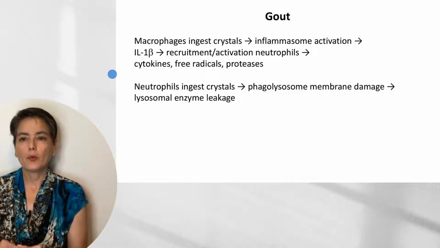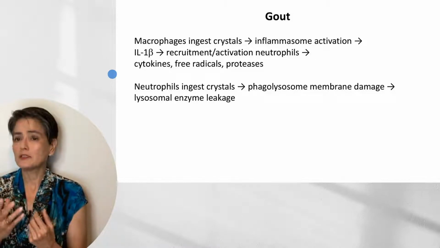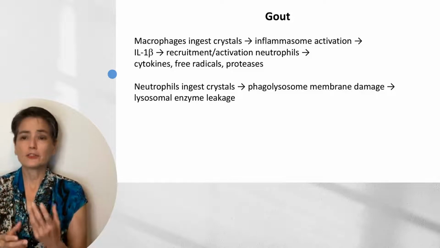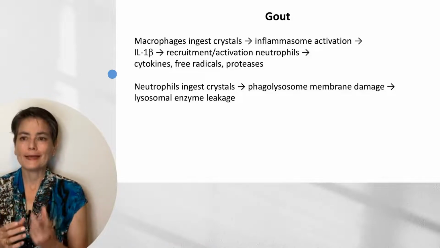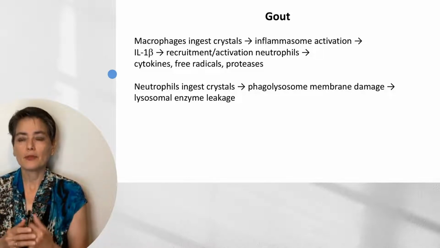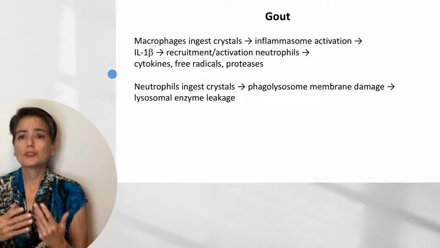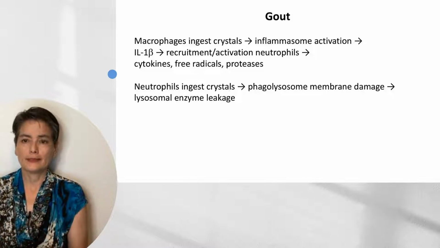Now, another point here is that our neutrophils, as well as our macrophages, are phagocytes, so they will ingest crystals. Now, because the crystals in gout are sharp and needle-like, they can actually pierce the membrane of the phagolysosome, resulting in the leakage of lysosomal enzymes.